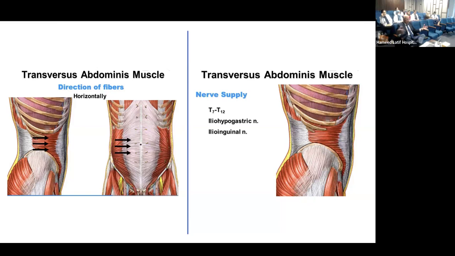And then the transversus abdominis, which is encompassing the abdomen and holding it all along around that. So again, nerve supply of all these three muscles is from segments T7 to T12.